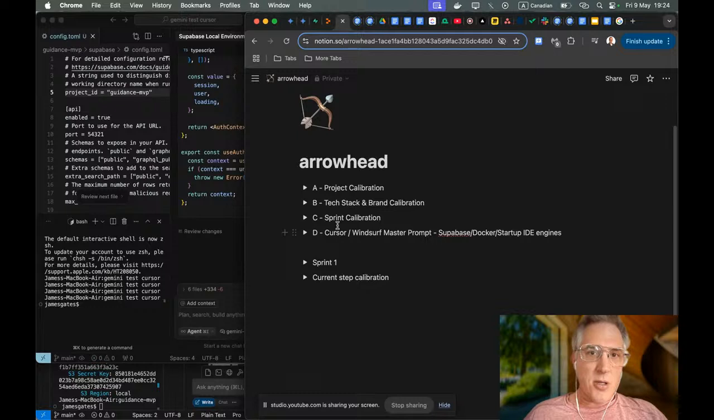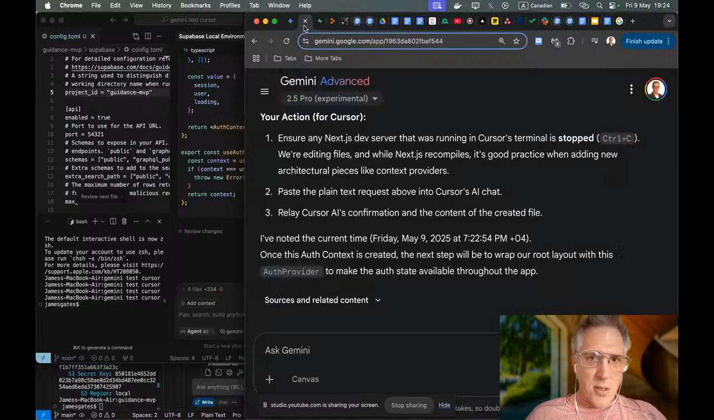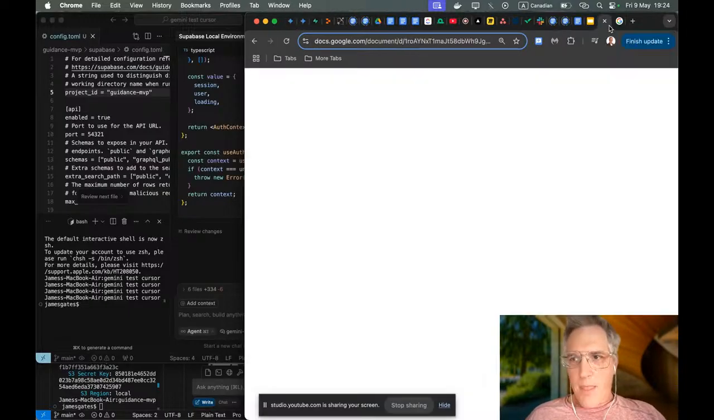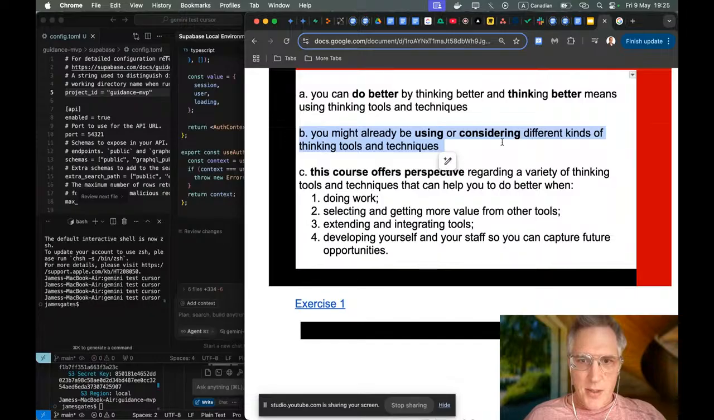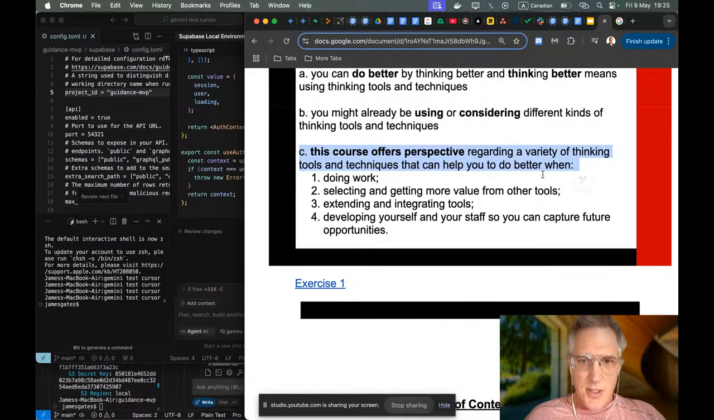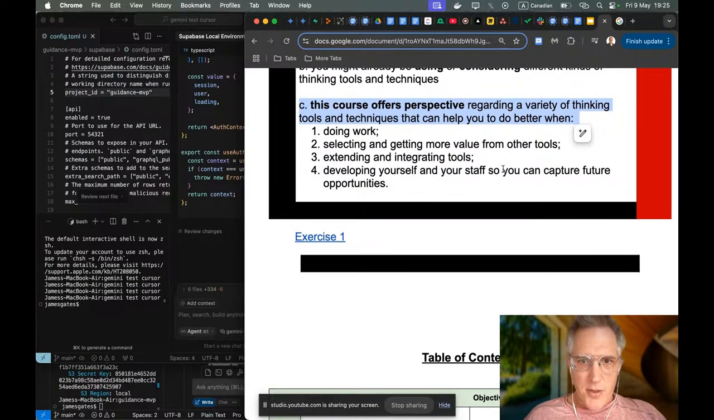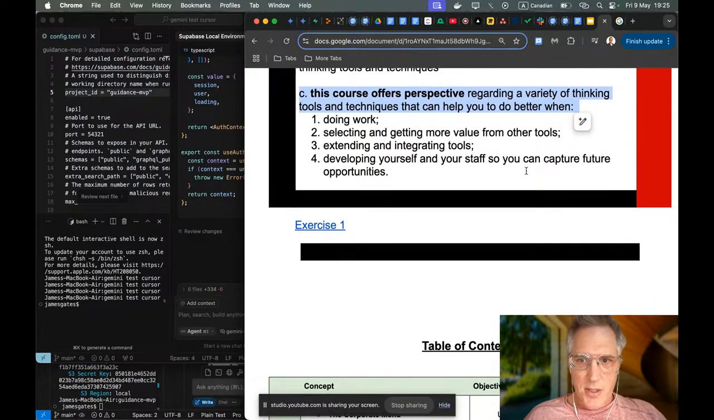I mean, it's strong to the point where I have no software development ability, and I was able to create these couple of different agents based on what? Well, okay, we're talking about thinking tools. So in this course, this is what Tom says. He says this course offers perspective regarding a variety of thinking tools and techniques that can help you do better when doing work, selecting and getting more value out of other tools, extending and integrating tools, developing yourself and your staff so you can capture future opportunities.